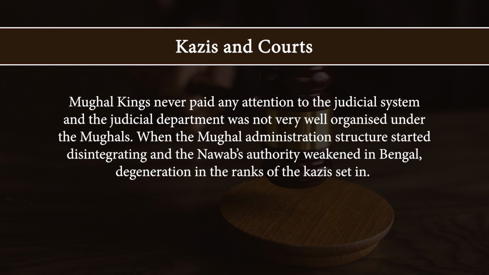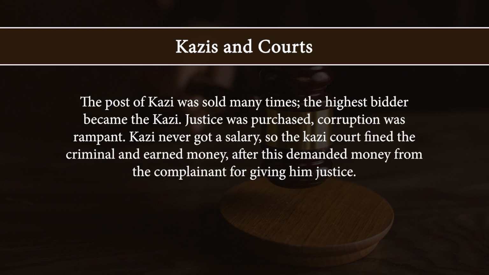Mughal kings never paid any attention to the judicial system, and the judicial department was not very well organized under the Mughals. When the Mughal administration structure started disintegrating and the Nawab's authority weakened in Bengal, degeneration in the ranks of the Qazis set in. The post of Qazi was sold many times. The highest bidder became the Qazi. Justice was purchased. Corruption was rampant.